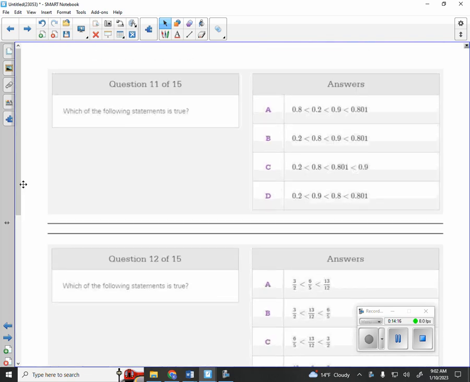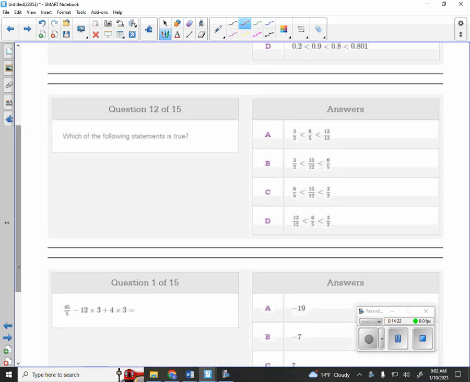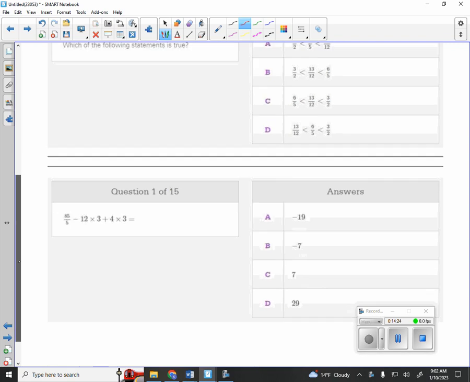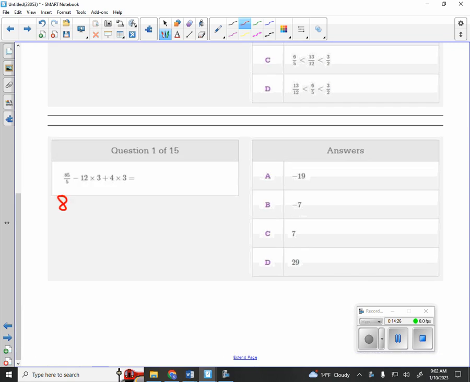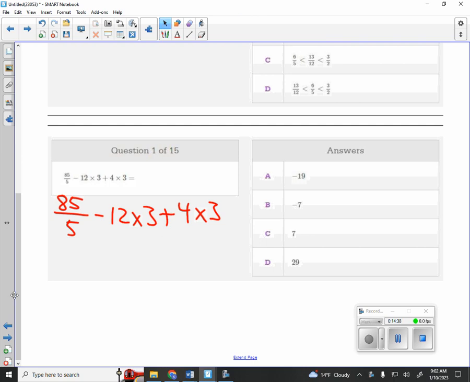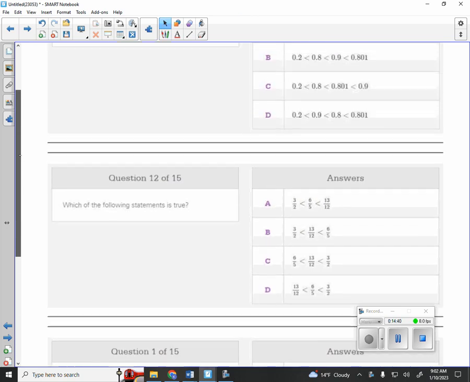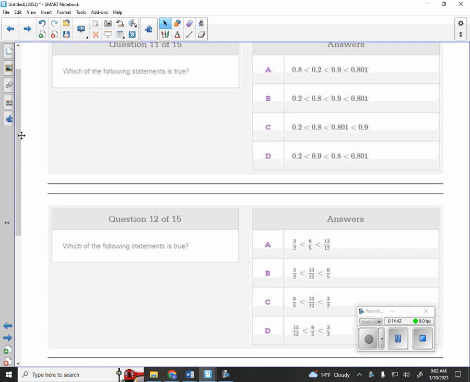Which of the following statements is true here? This one involves ordering numbers. This one here, which one of the statements is true? Again, another ordering numbers. And for this last one, it's 85 over 5 minus 12 times 3 plus 4 times 3. And you wanted to determine what that is equal to. And these are all intended to be without a calculator. They do give you multiple choice options there. Go ahead, take about 3-4 minutes to see if you can figure those out.